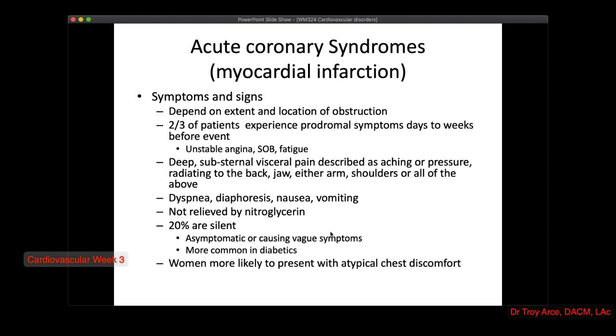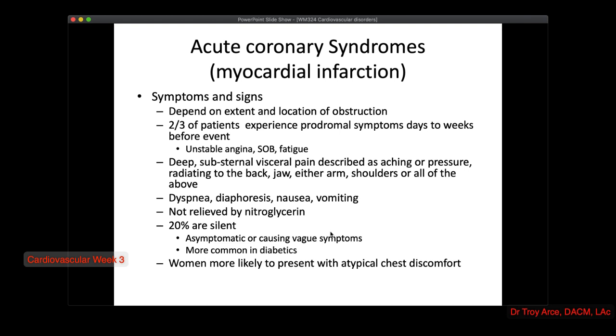Deep substernal visceral pain, described as aching or pressure radiating to the back. And females actually have more atypical symptoms, and just have strange, referred pain and things like that. So always be on the lookout for that. Deep substernal visceral pain, right? Aching or pressure radiating to the back, jaw, or either arm, shoulders, or all of the above.